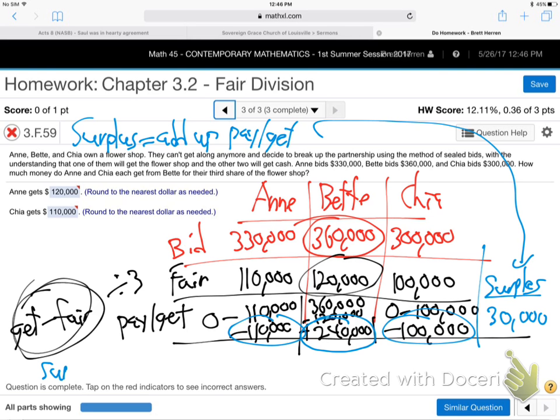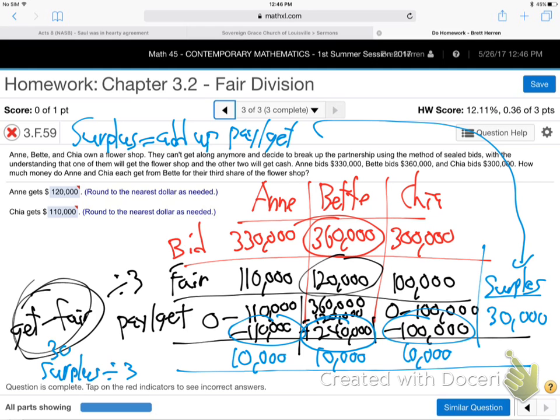So the surplus, divide by 3. $30,000 divided by 3 is $10,000 going back to each of them. Now, what is that going to do? Here's the final deal. What's going to happen with Ann? Ann was going to be paid $110,000 at first, but then she gets the surplus of another 10. So what's Ann getting in the end? $120,000. What about Betty?